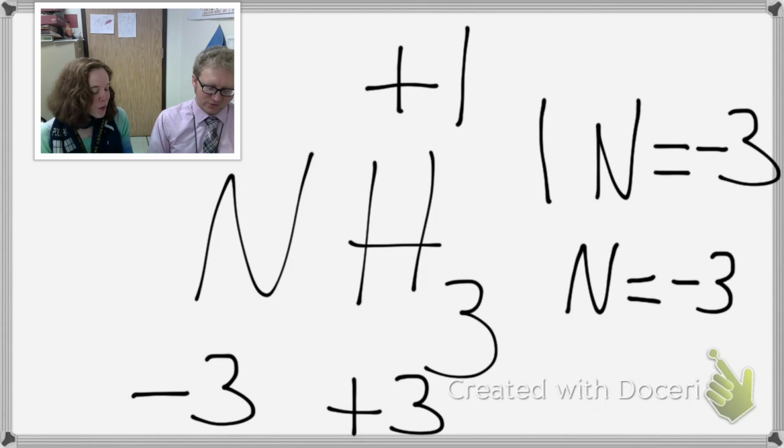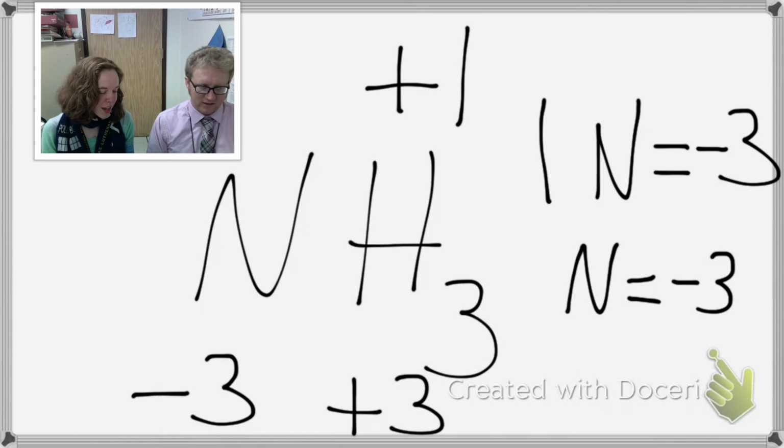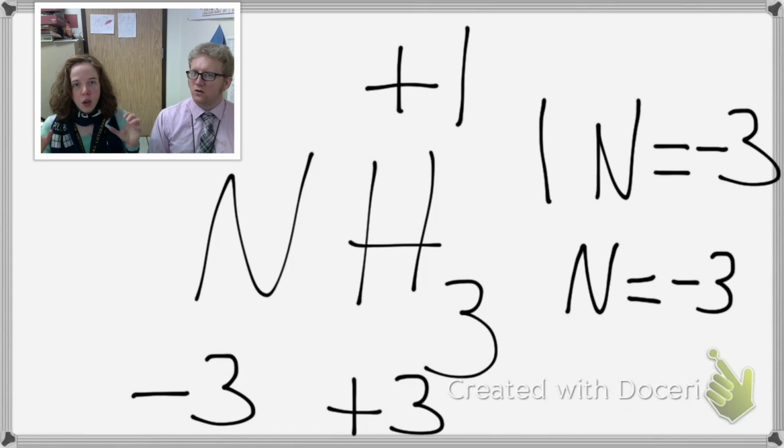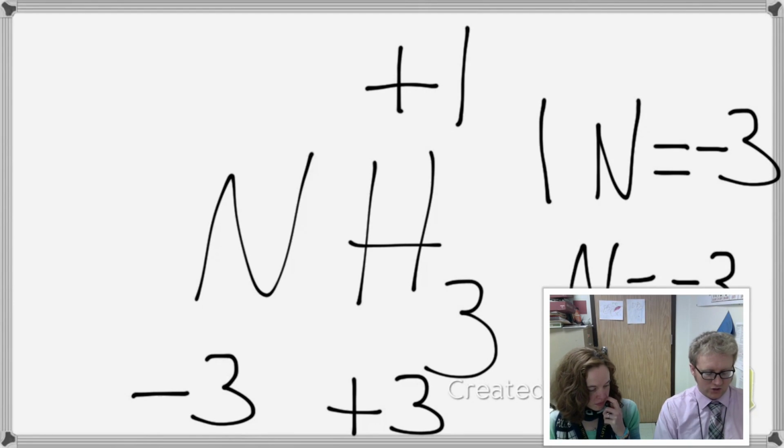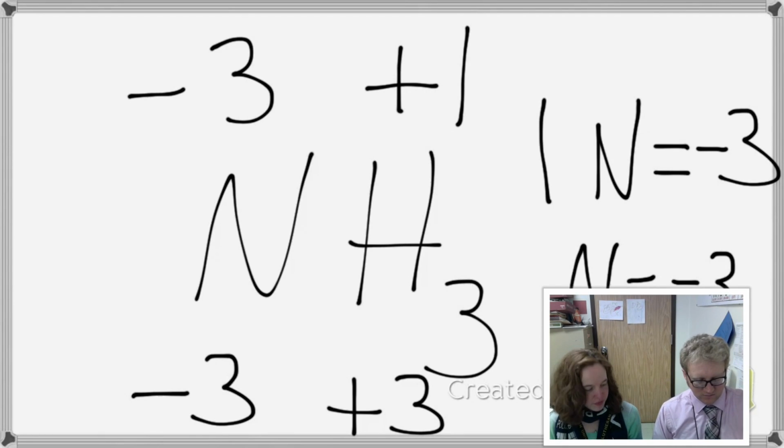If we've only got one of it, we don't really have to write out the algebra. But again, we can. It's a good way to help refresh things. It also reinforces your algebra, which should make your math teacher happy. So that means N is negative 3, H is plus 1. There you go.